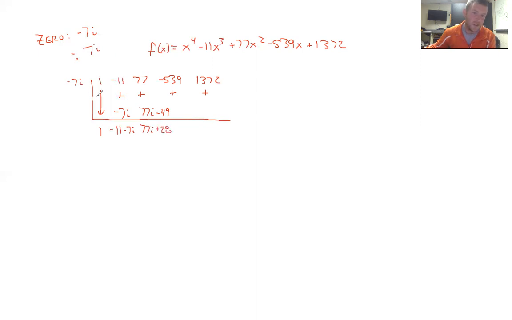FOIL again, 77i times negative 7i. i squared would be negative 1, so that should turn this to a positive. So positive 539, since 77 times 7 is 539. 28 times negative 7 is negative 196i.